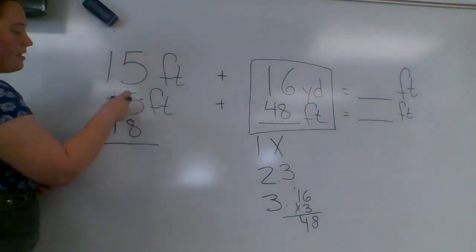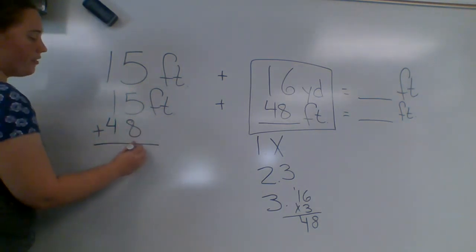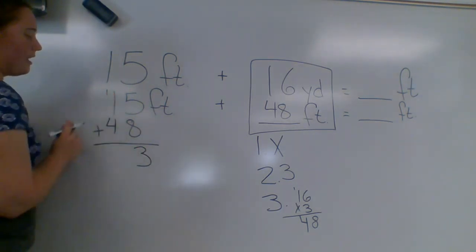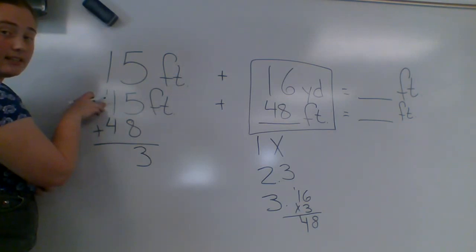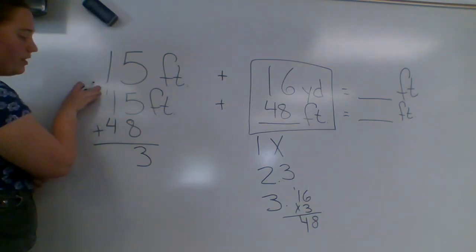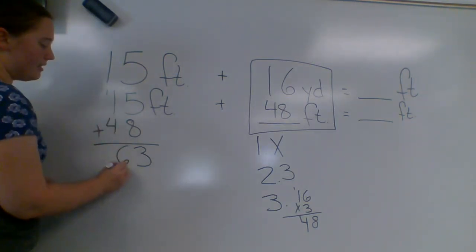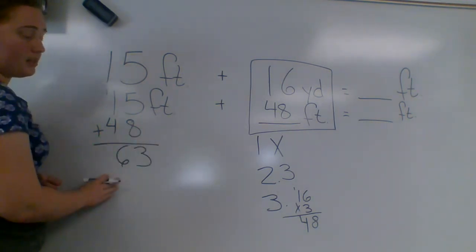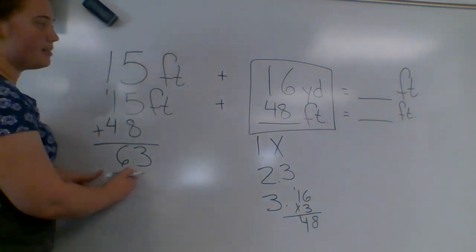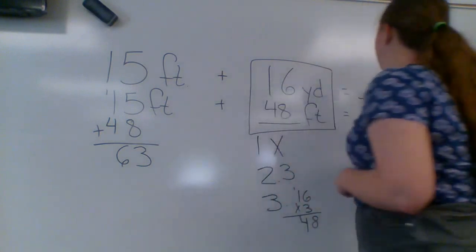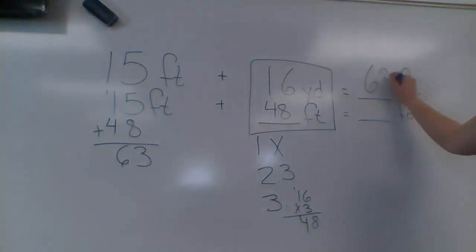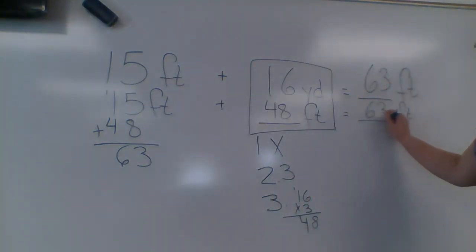8 plus 5 is, right, 13. 3 goes down here. 1 gets carried. 4 plus 1 is, right, 5 plus 1. Good, 6. So my answer is 63. But I'm not done until my answer gets written over here. So 63 goes here, and that's my answer.